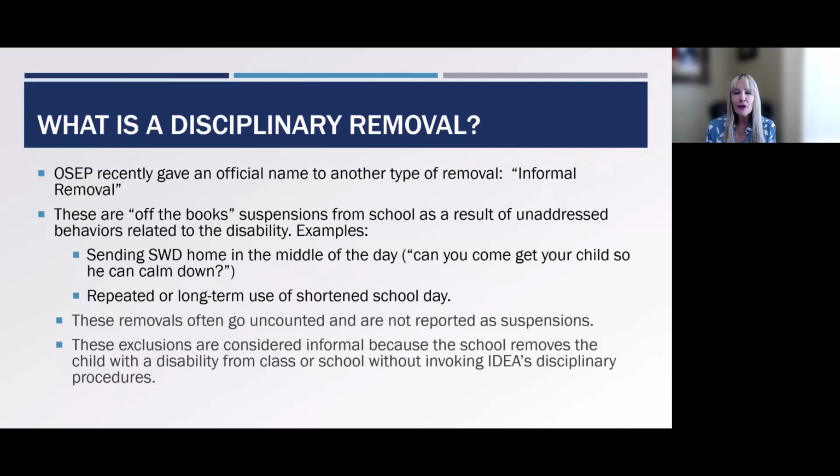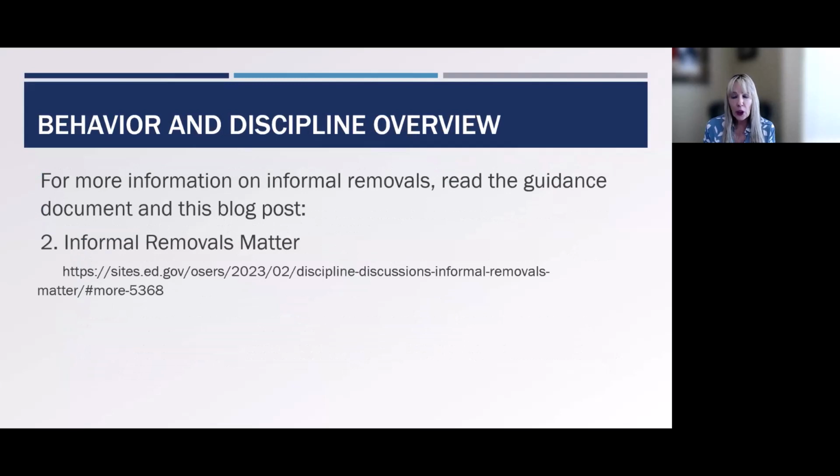And they've named this type of removal informal removal. And these are off-the-book suspensions that happen somewhat frequently, and at least more frequently than we want. An example is if a principal calls a parent and says, hey, can you come get Johnny? He's acting up. He really needs to go home for the rest of the day. Or maybe someone from the school calls the parent and says, you know, for the next week, I think it's best if Sally just attended school from 8 to 12. She really needs to go home in the afternoon. Another example is if a teacher says, you know, this student can't attend the field trip or the special event because of their behavior. These are informal removals, and they really are suspensions, but often they go uncounted and are not reported as suspensions. To find out more about informal removals, you can read the guidance document, of course, as well as one of Valerie Williams' blog posts. And the link is here, and you'll be provided with the link later.